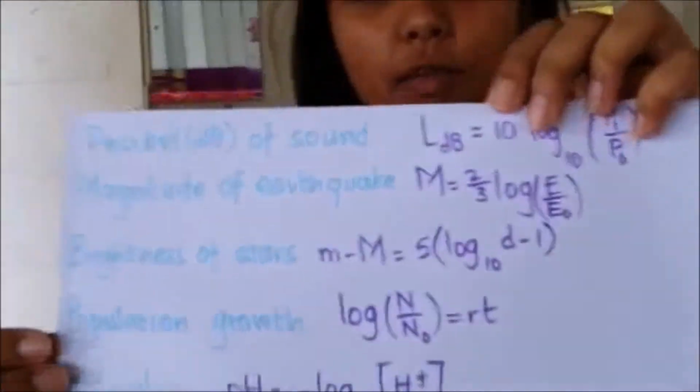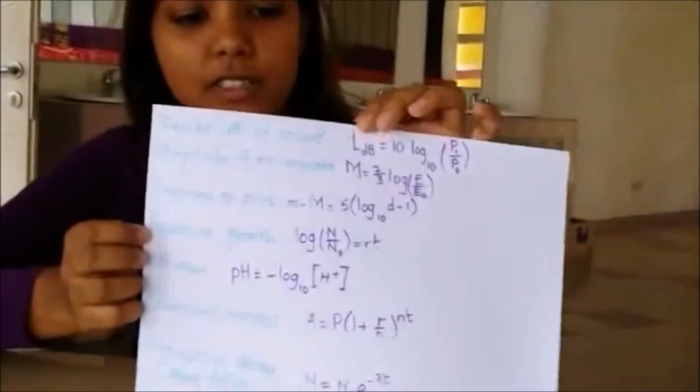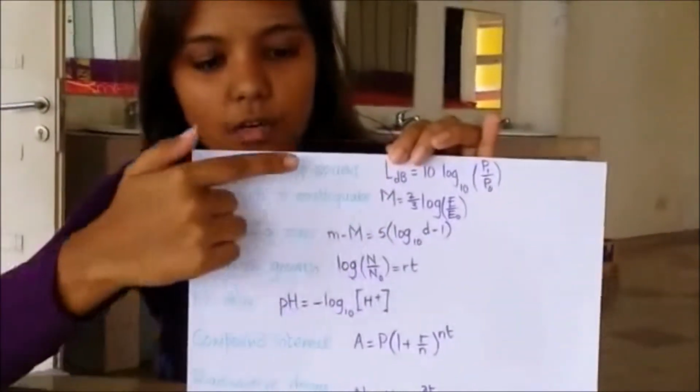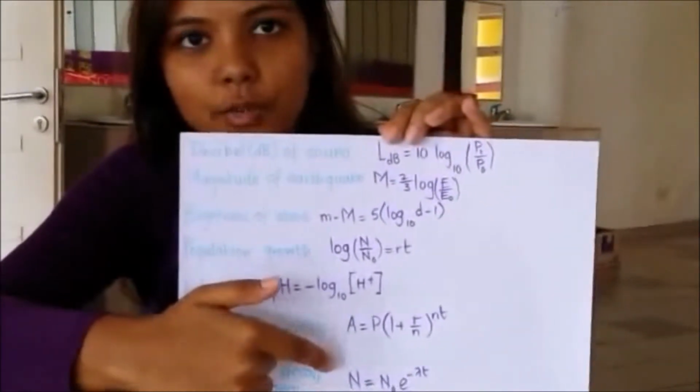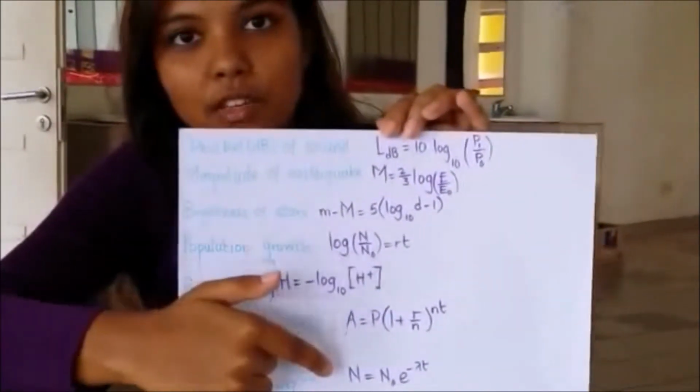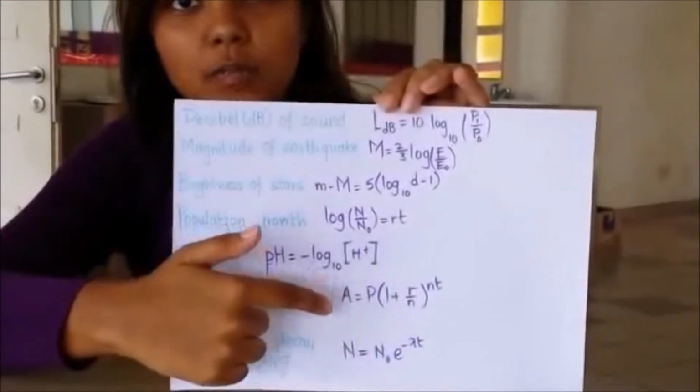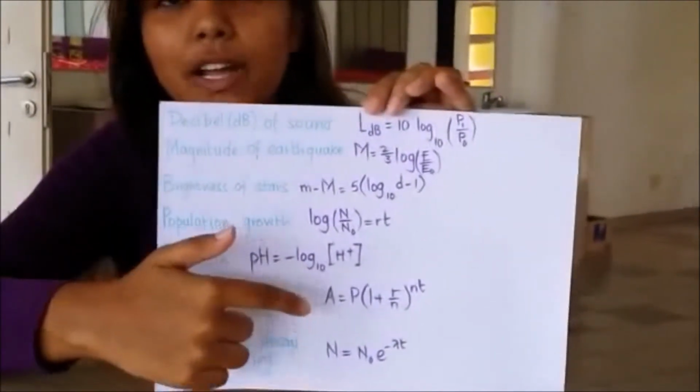About the applications of logarithms, we have different applications like the decibel of sound, measuring the magnitude of earthquakes, the brightness of stars, population growth, pH value, compound interest, radioactive decay, and carbon dating. Here are the different equations for the different applications. As you can see, all of these have logarithm functions in their equation. For the last two, we have exponentials, so we can use ln x and logarithm to simplify our calculation.